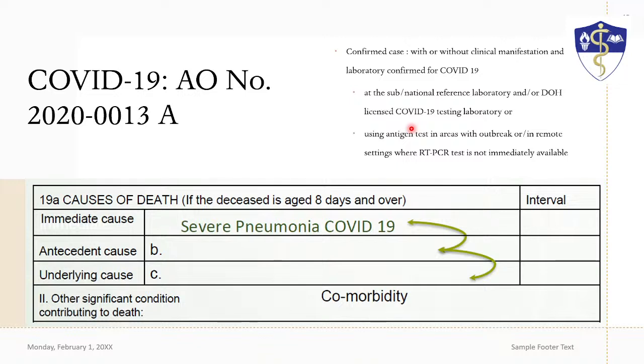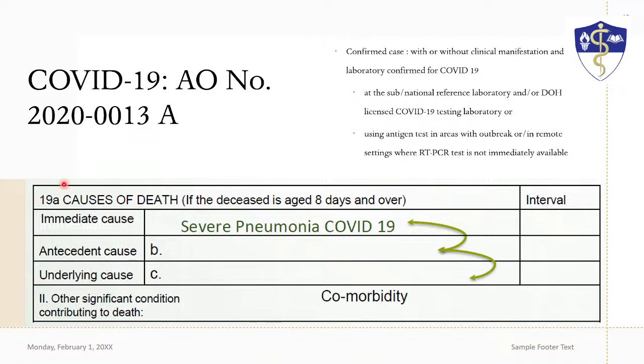So that's why in module 1 I showed you COVID-19 virus identified and COVID-19 virus not identified. Those that were confirmed via RT-PCR by the national or subnational reference laboratory, you get it as COVID-19 identified, so confirmed case. If it's an antigen test, there's no probable anymore. It's either confirmed or not confirmed. But in the AO 2020-0013, they already call this a confirmed case.